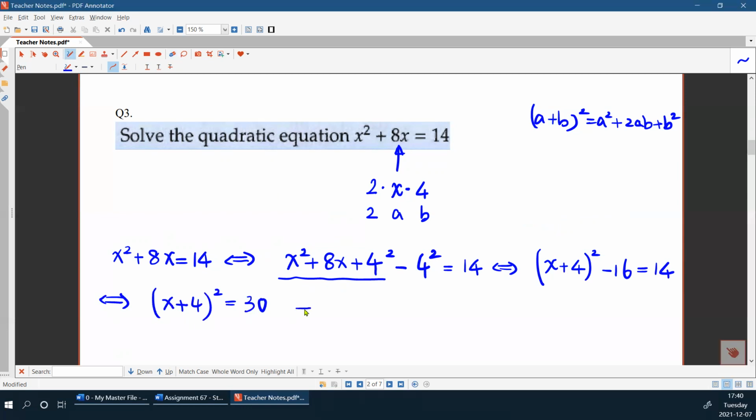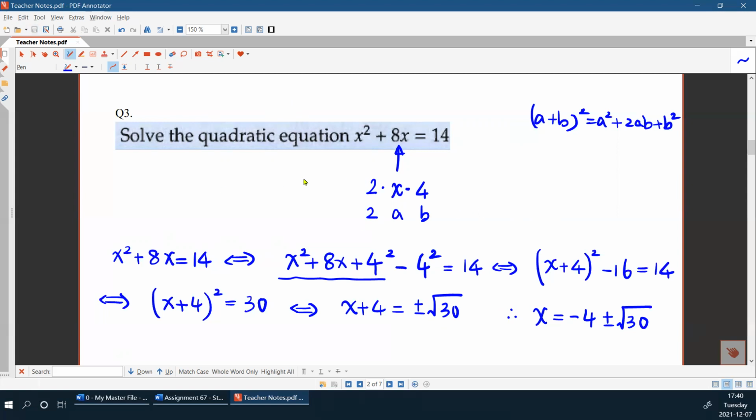Okay, so this means x plus 4 must be positive or negative square root of 30. Then we can solve for x. x is actually minus 4, positive or negative square root of 30, right? This is our two solutions for the equation.